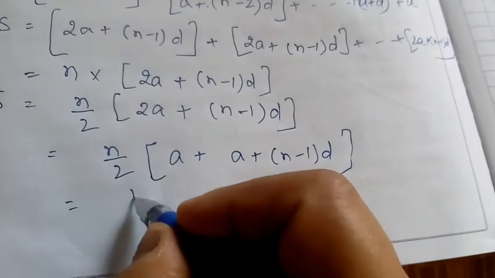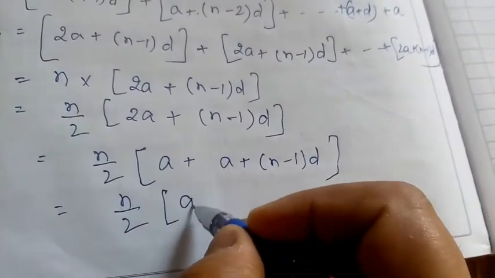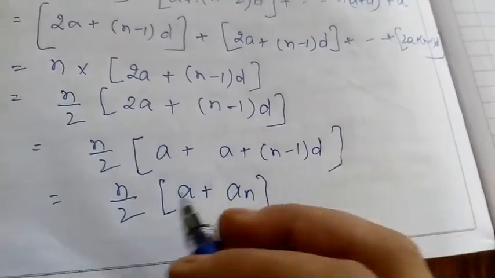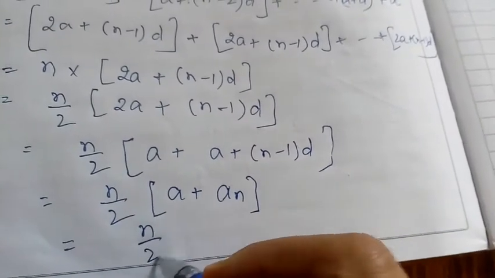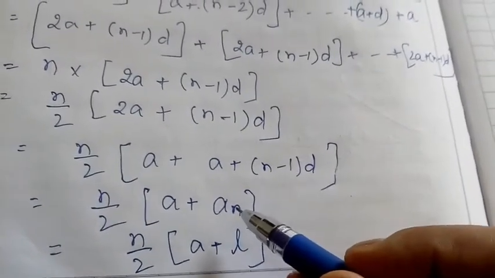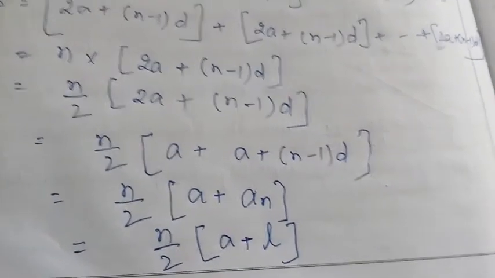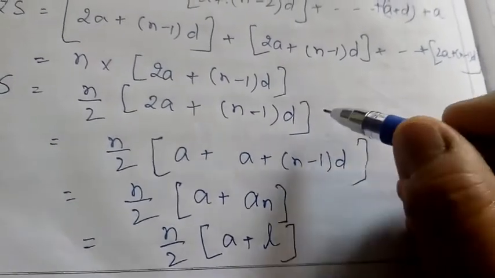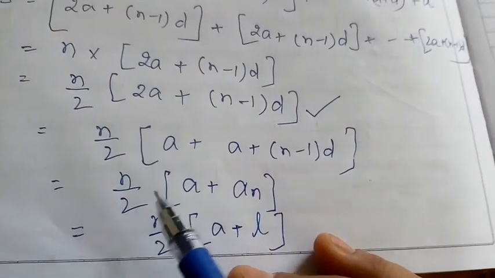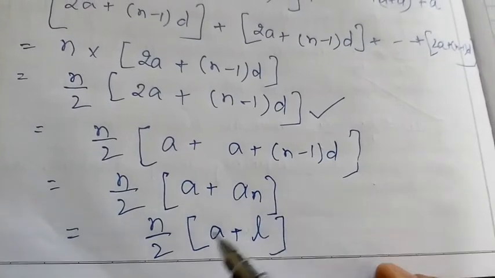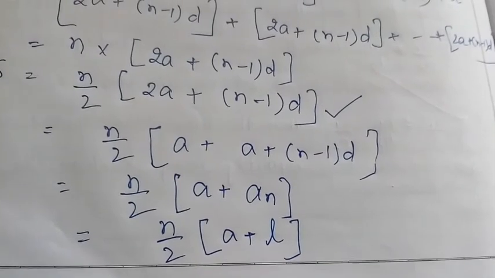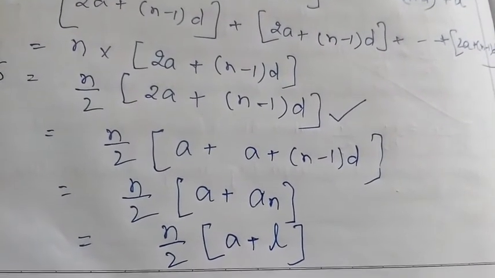The formula becomes, if you know the last term, then we can use the formula. This is the formula for an, the nth term or the last term. Again you can write the formula n by 2 A plus L. Here are the formulas you can use. First, n by 2 into 2A plus n minus 1 into D. Second, n by 2 A plus an, or third, n by 2 A plus L. This is the formula for sum of the series up to n terms.